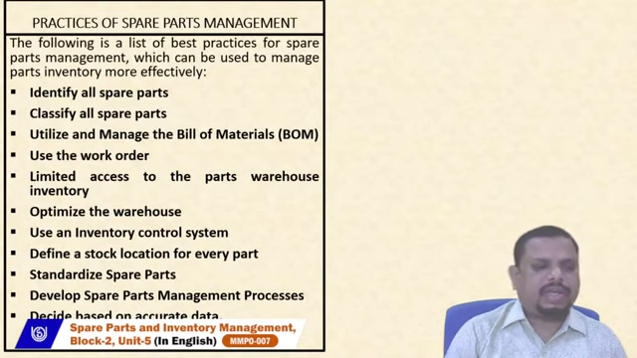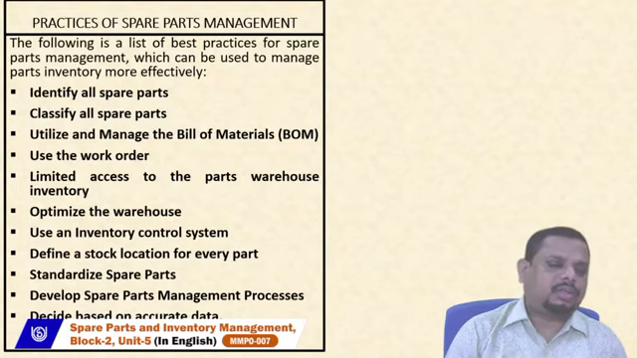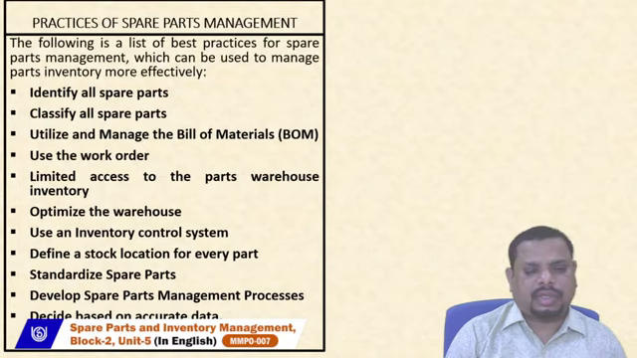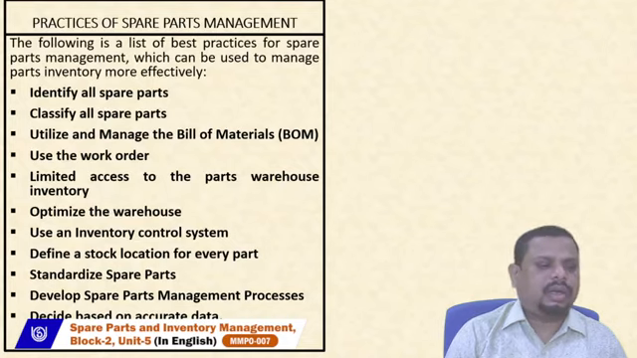The next is optimize the warehouse. Space should be properly optimized, so they should go for space management. The next one is stocking of spare parts. They must initiate an automated storage and retrieval system. With the help of this system, you can easily optimize the warehouse. It even needs information technology support.